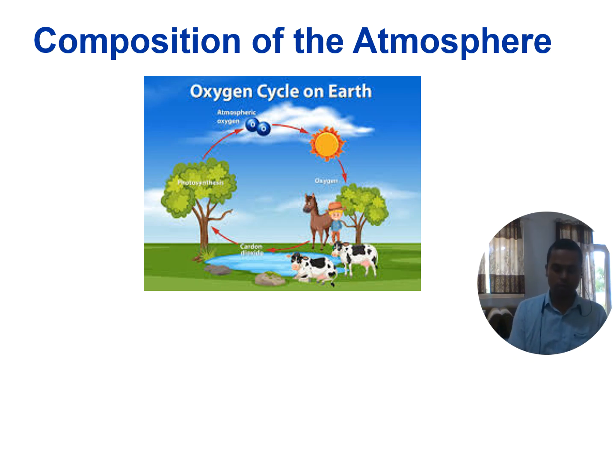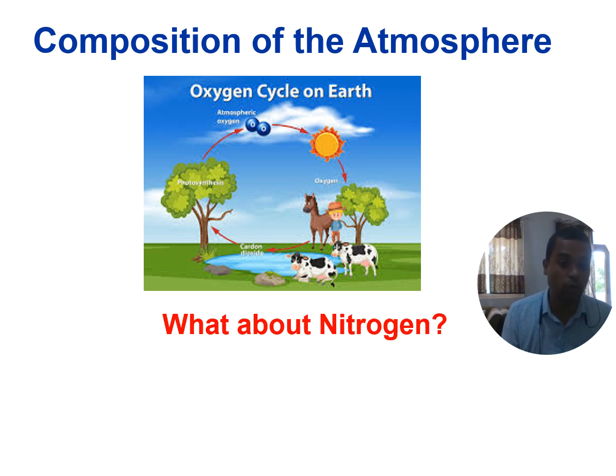It gets nutrients from the soil, and it converts the carbon dioxide into glucose and oxygen. This oxygen, we animals who are not able to produce oxygen, inhale, and we produce the carbon dioxide. So that is particularly what is happening in the oxygen cycle on the Earth's surface. Now what about the nitrogen?